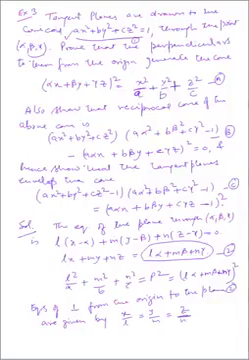Next question is: tangent planes are drawn to the conicoid ax² + by² + cz² is equal to 1. So we mark this as equation 1. Through the point (α, β, γ), the point given, prove that the perpendiculars to the tangent planes from the origin generate the cone given. Also show that the reciprocal cone of the above cone is this. Hence show that the tangent planes envelop the cone.